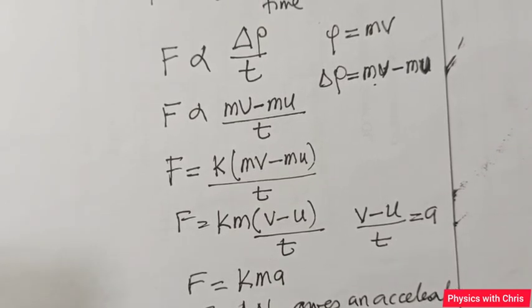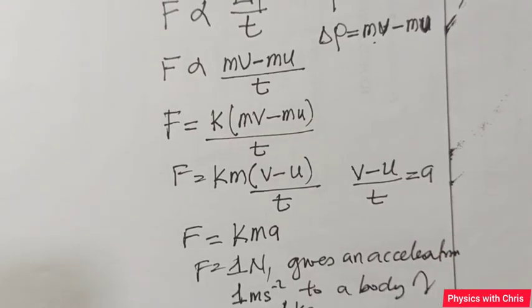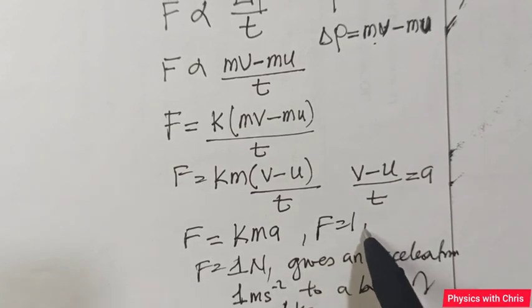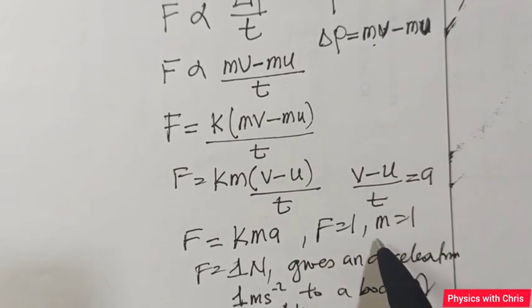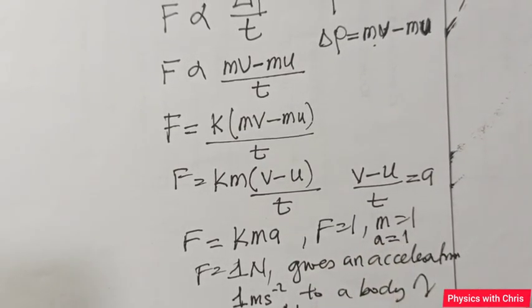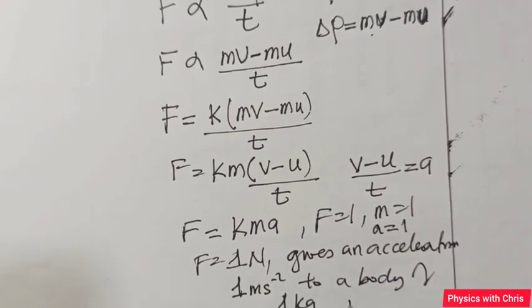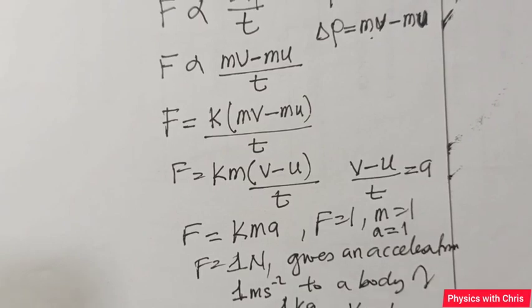So that has been defined as 1 Newton. The force that gives an acceleration of 1 meter per second squared to a body of 1 kilogram is defined as 1 Newton, meaning that when F is 1, it means that M is 1 and A is 1. So when we substitute for M, A, and F, we'll get our K as equal to 1.